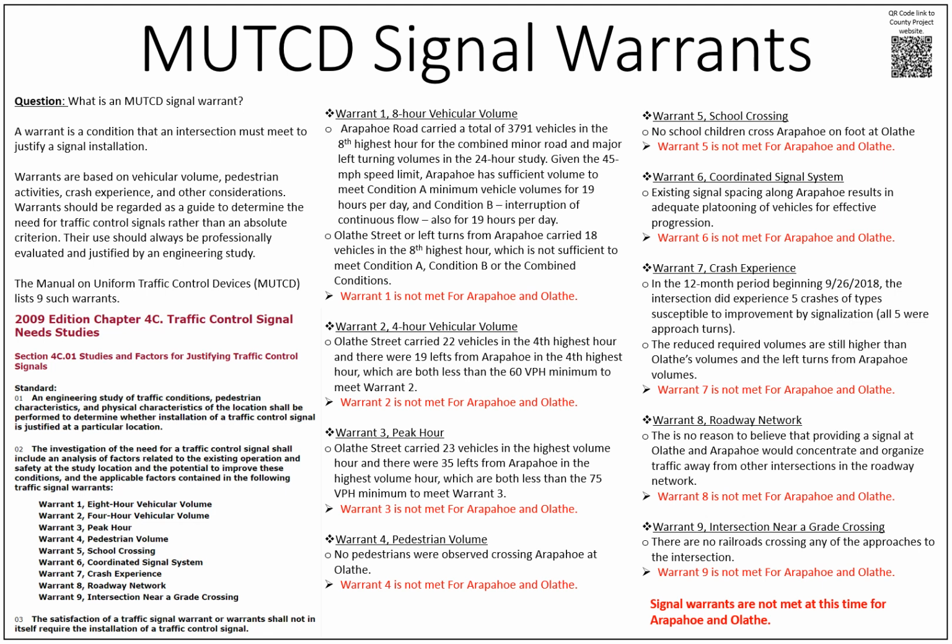What is a signal warrant? A warrant is a condition that an intersection must meet to justify a signal installation. The county follows the guidance in the Manual on Uniform Traffic Control Devices, or MUTCD, when installing signals. There are 9 signal warrants: the 8-hour vehicle volume, 4-hour vehicle volume, peak hour, pedestrian volume, the school crossing, the coordinated signal system, the crash experience, the roadway network, and the intersection near a grade crossing warrant.